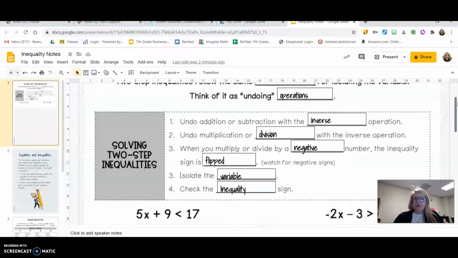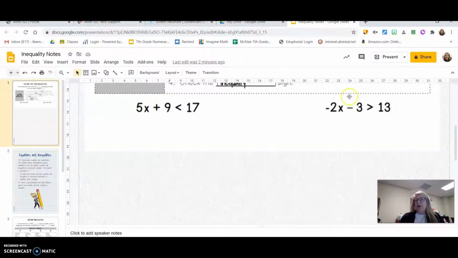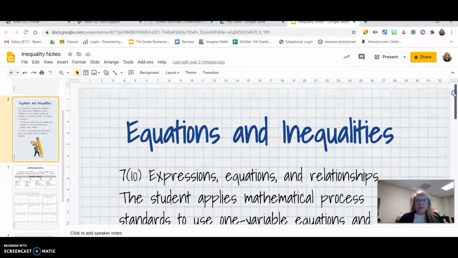There are two problems underneath. I'm going to let you leave those blank for now, because when we talk about inequalities in class, we're going to come back and fill those in, so you don't have to worry about that for the video. And then we move into writing inequalities.